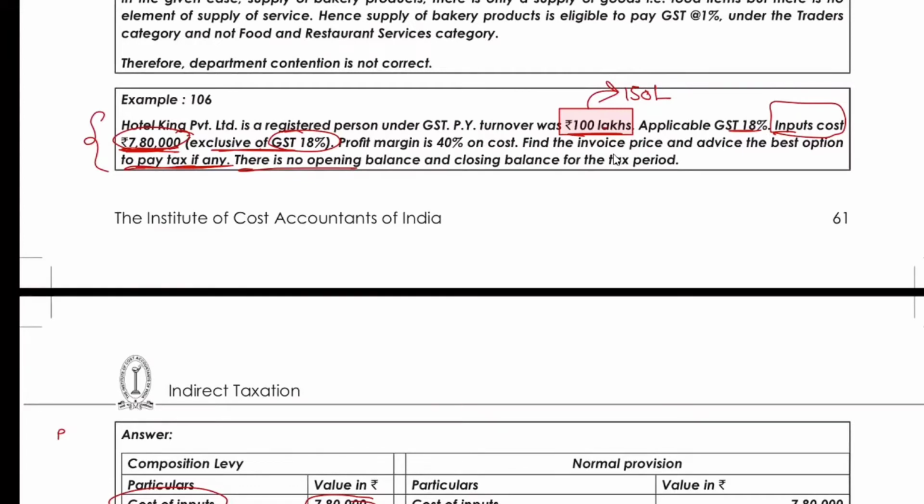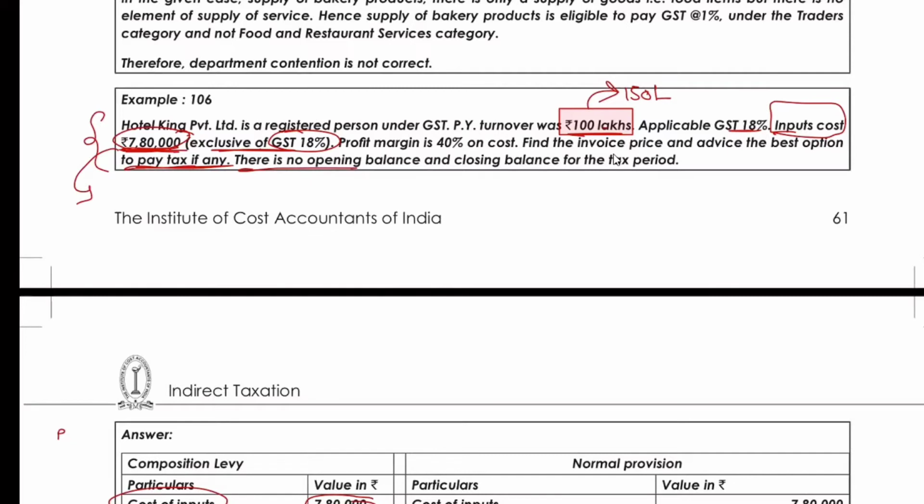Correct. We can assume that 100 lakh is their turnover, but the input cost they're asking about may be for, say, a 20 lakh product. That can be a particular bill they're asking about. It can be like that also. We can calculate the tax on 100 lakh also.